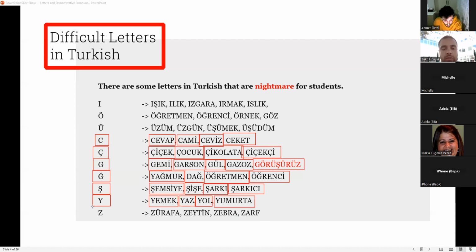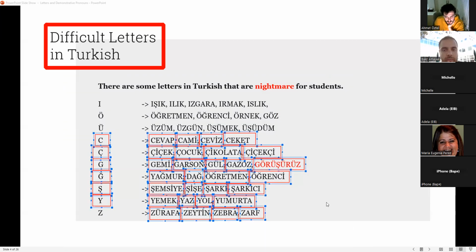And then one last letter that I think I have to mention is Z. The reason why I mention this, sometimes I hear people using Z, but pronouncing it as s, like a stronger version. But this has to be a soft one. So it's going to be zürafa, zeytin, zebra, zarf. It's a soft letter.